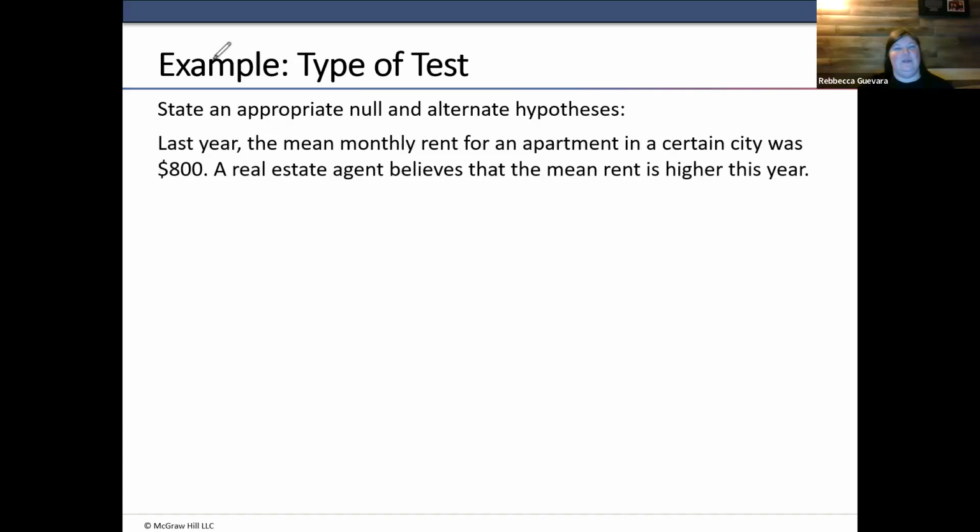So we're going to do this again, but now we have: last year, the mean monthly rent for an apartment in a certain city was $800. So that's what used to happen. That was the mean. A real estate agent believes the mean of rent is actually higher now. So we expect it to be up here somewhere. So this is going to be your right tail test.